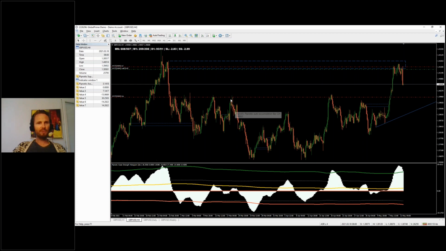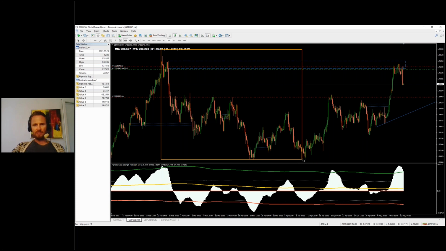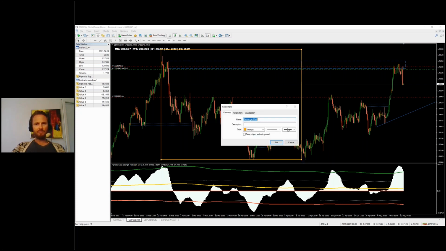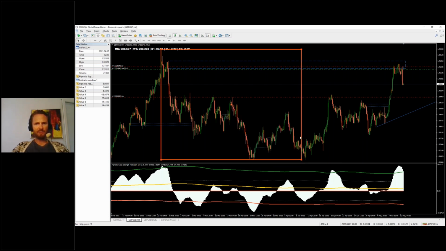Okay, what we want to do is use the rectangle, and you want to mark off from the highest high in this area to the lowest low, which is, I don't know, let's say it's around here, okay? And I'm going to change the color of this now to red because this is my sell side. I'm going to fatten up the box so it looks simple like that. Good. Okay, so this is the sell side.